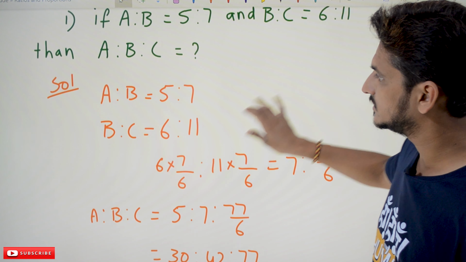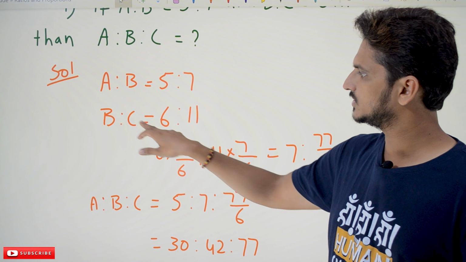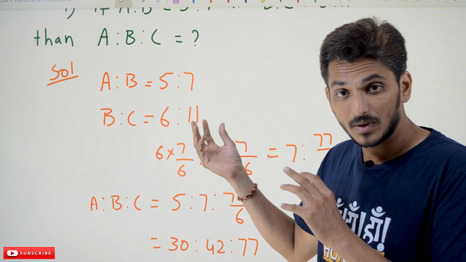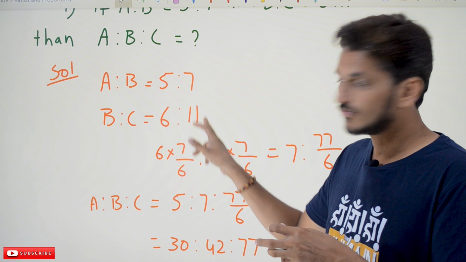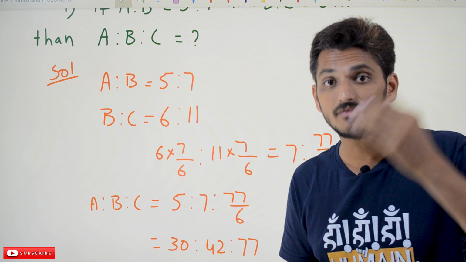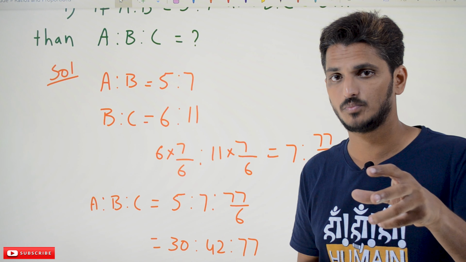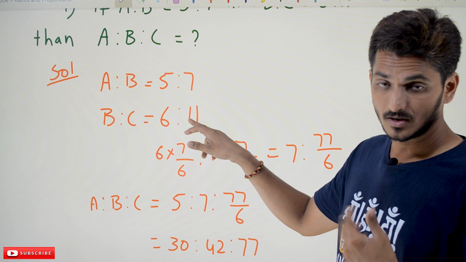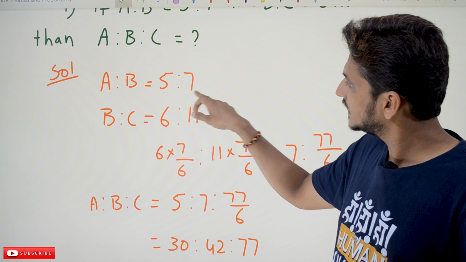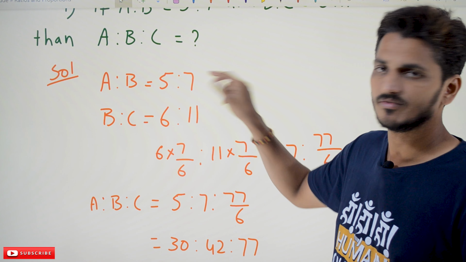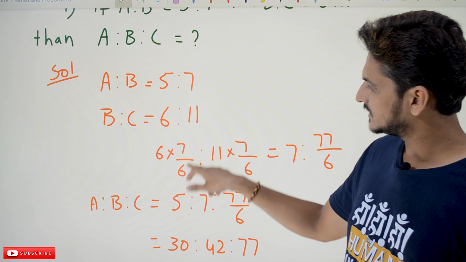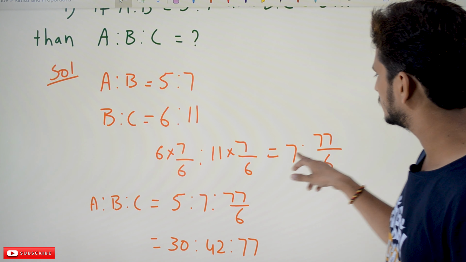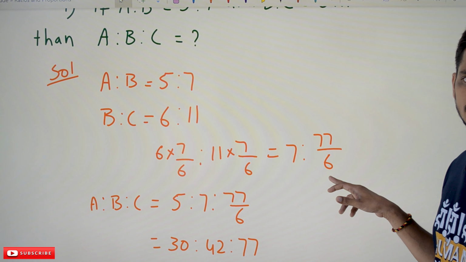Then we can write it as A is to B is to C. And in our last class, see, A is to B is 5 is to 7, B is to C is 6 is to 11. So by multiplying with some number on both the values, ratio will not get affected. From this basic point which we discussed in our last class, 6 is to 11 can be modified in order to make the 6 value as a 7. So 6 multiplied by 7 by 6 is to 11 multiplied by 7 by 6. That is equal to 7 is to 77 by 6.